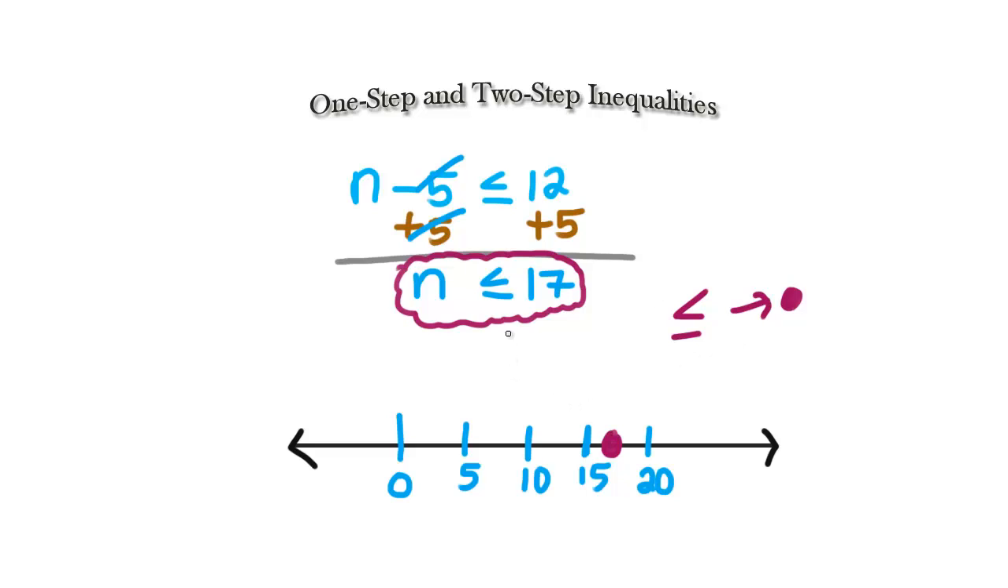The next thing is to determine which direction the arrow will point. It's n is less than or equal to 17, so it's going in the left direction, so it's going to point in this direction. Don't forget your little arrow because it tells you it's going to keep on going. And that's it. So this here is represented by that arrow. And we're happy.